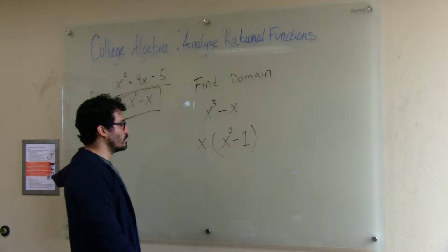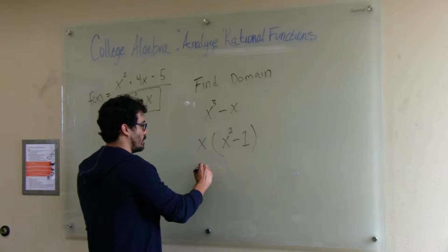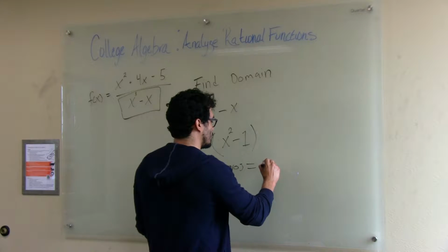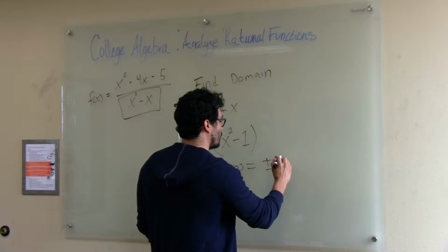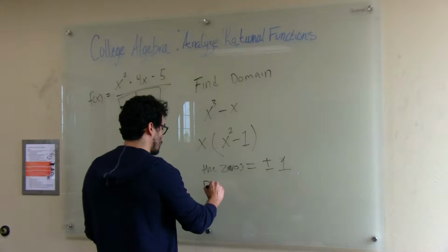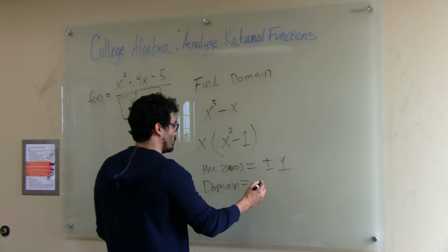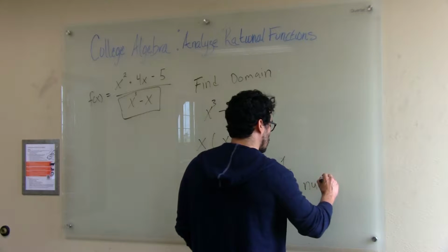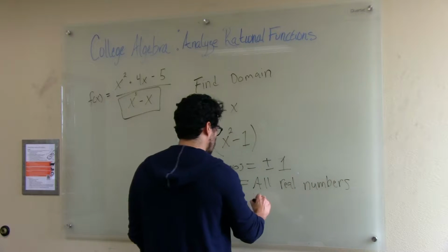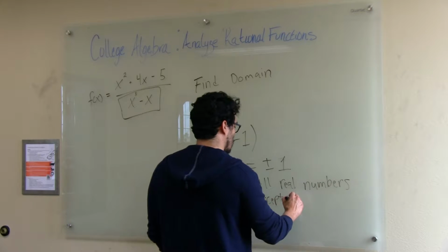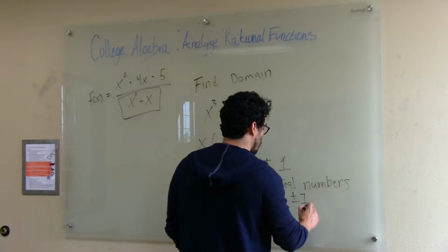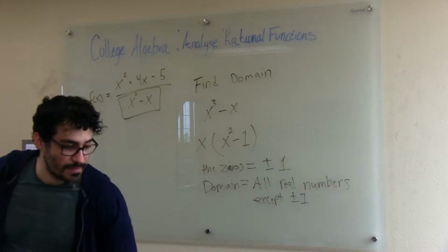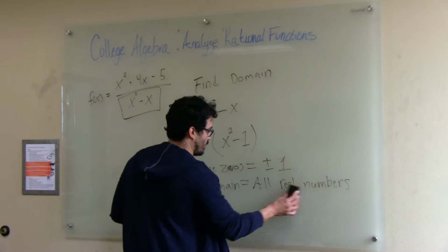And if we solve for 0, then the zeros equal plus or minus 1. That means the domain equals all real numbers except plus and minus 1. And that's it. Now, for the second part of the analysis, we are going to simplify.